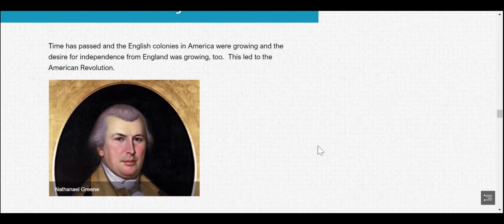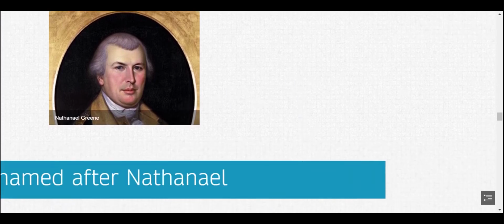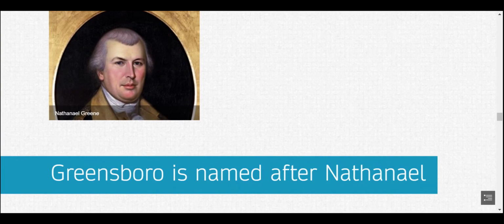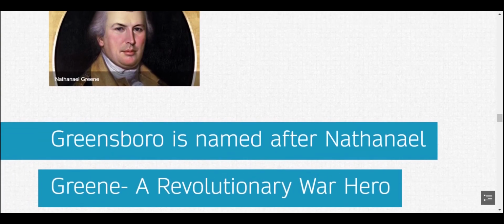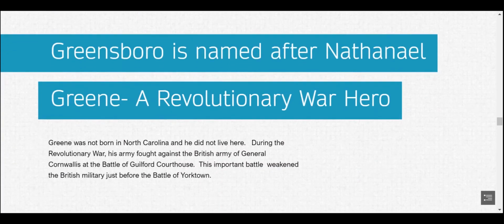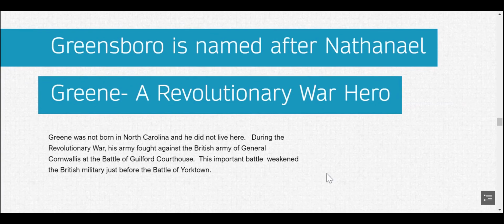You might remember a picture of this man here. This is Nathanael Greene. Greensboro is named after Nathanael Greene. Greene was not born in North Carolina, and he did not live here. During the Revolutionary War, his army fought against the British army of General Cornwallis at the Battle of Guilford Courthouse. This important battle weakened the British military just before the Battle of Yorktown.